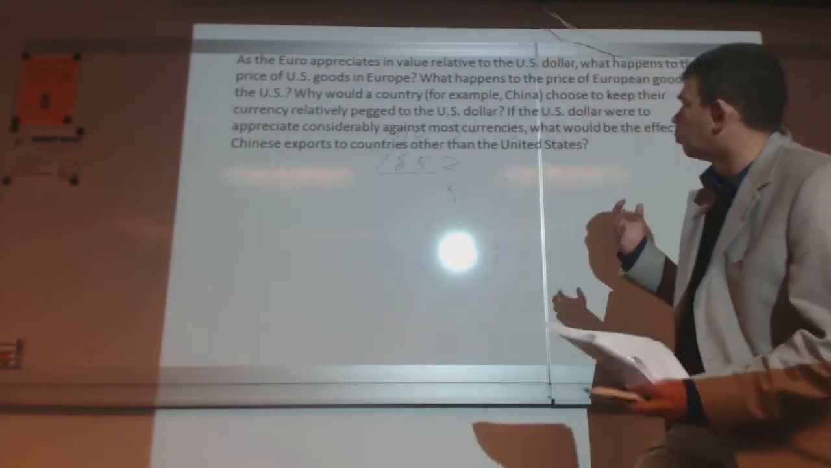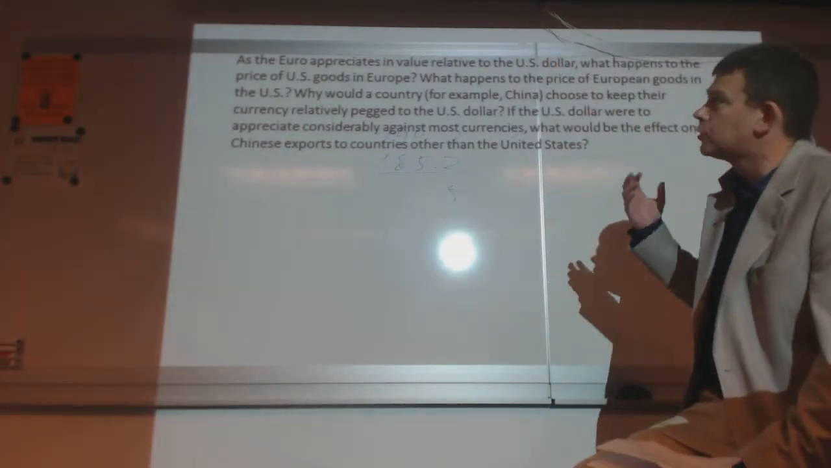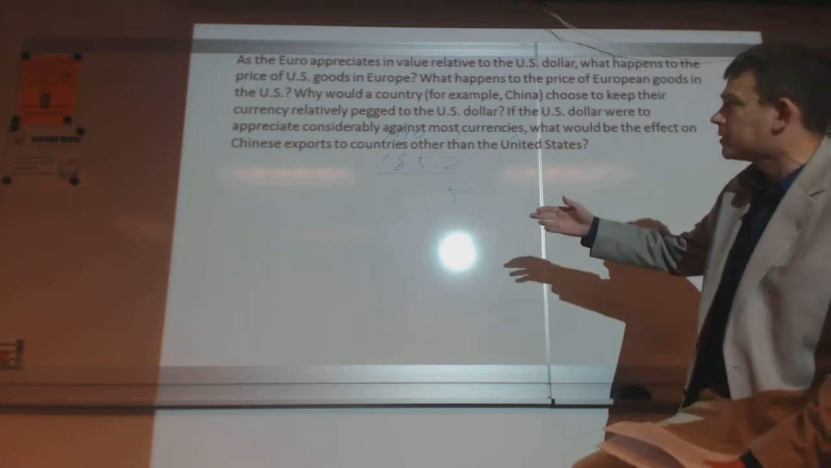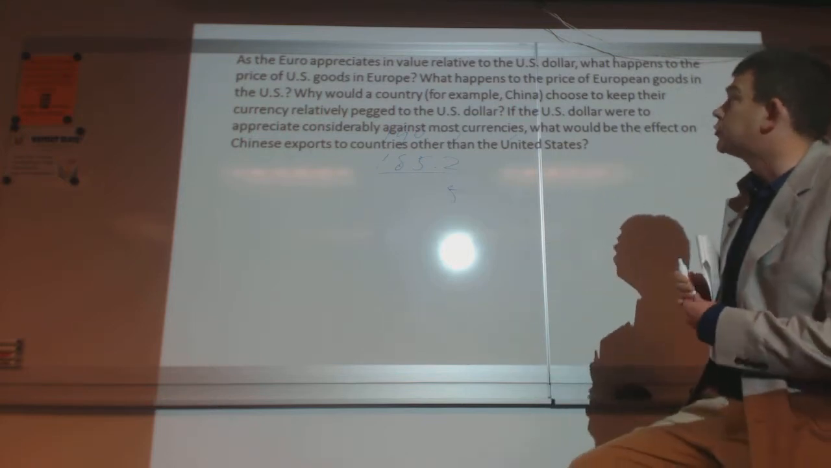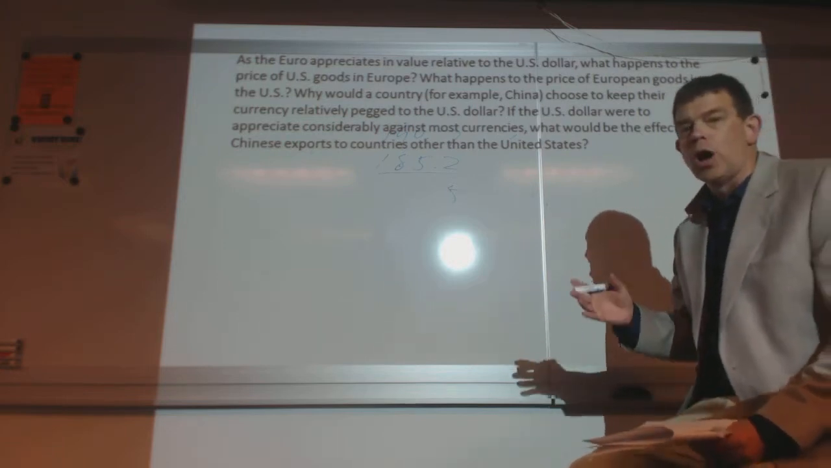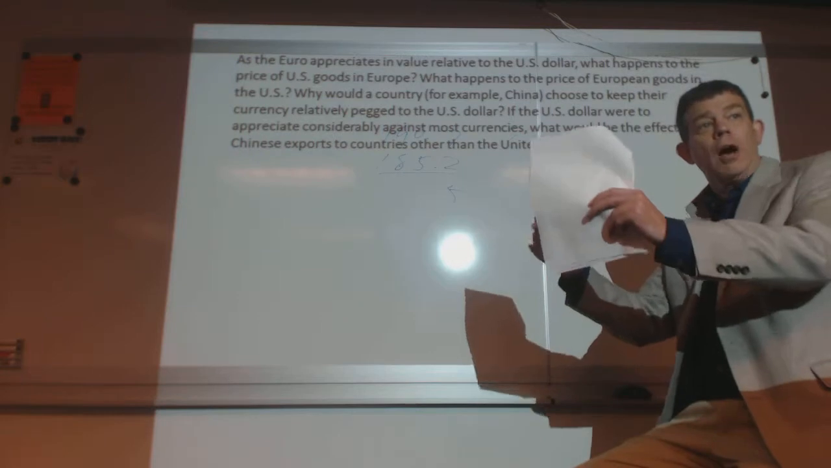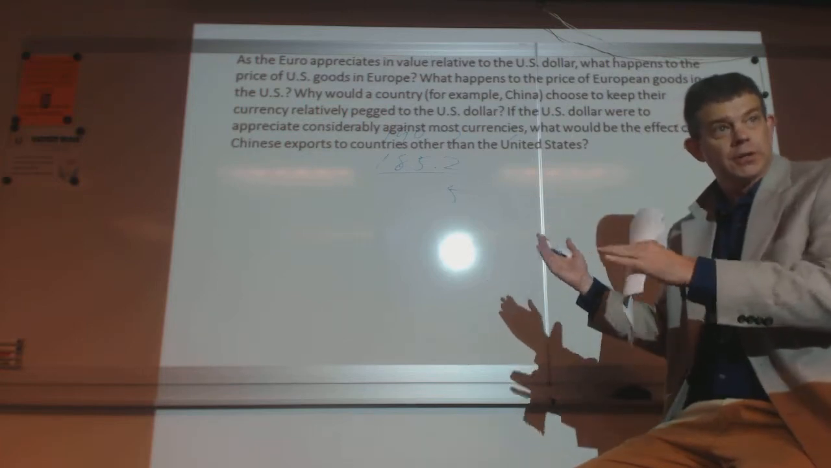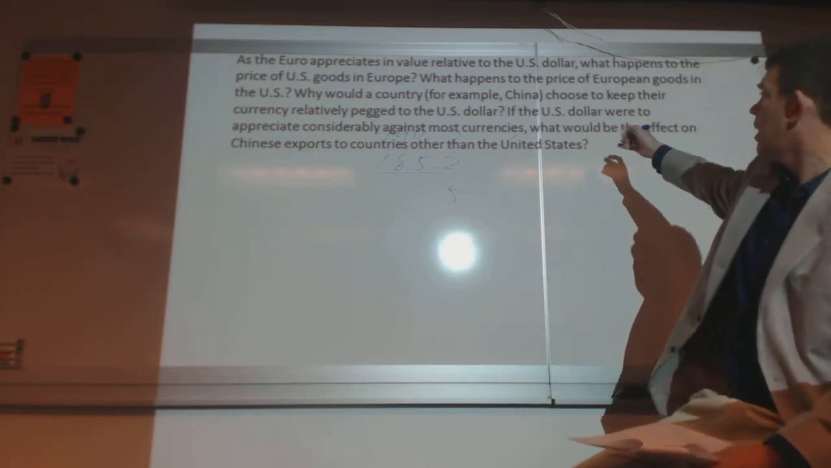The next one's kind of a challenging one. This takes some explanation, so let me read it to everybody, and then we'll discuss it. The question says, as the euro appreciates in value relative to the US dollar, what happens to the price of US goods in Europe? That's part one. Then what happens to the price of European goods in the US? There's another part. Why would a country like China choose to keep their currency relatively pegged to the US dollar? By that we mean, as the dollar goes up and down, China manipulates its currency to be relatively equally up or down with the US dollar, which is what it means to peg your currency.